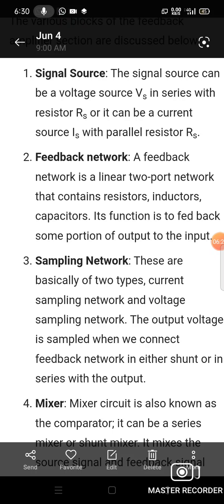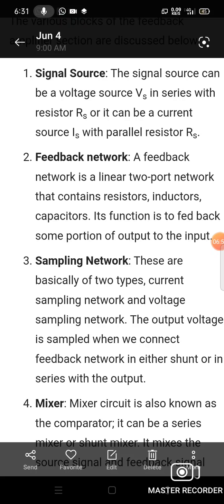So based on the source consideration, you have to take the resistors connection, that is in series or parallel. So that is the signal source. Next, the feedback network is a linear two-port network that contains resistors, inductors, capacitors. I said that it has network formations.